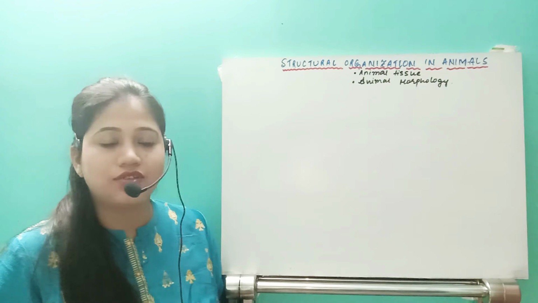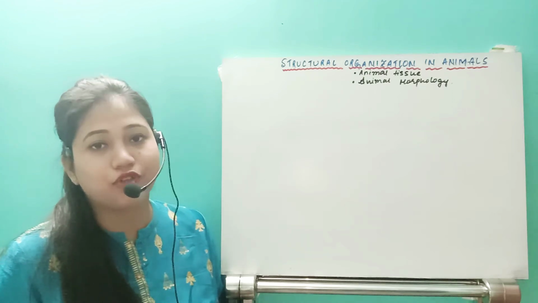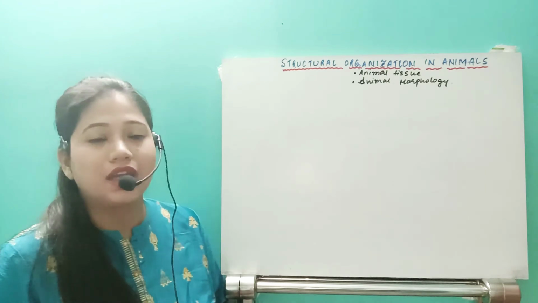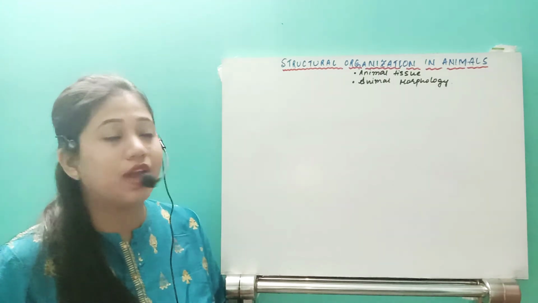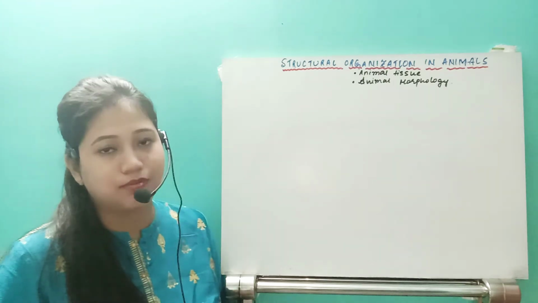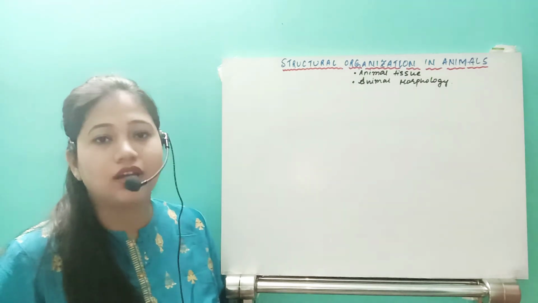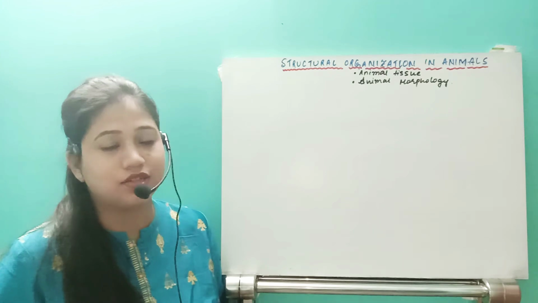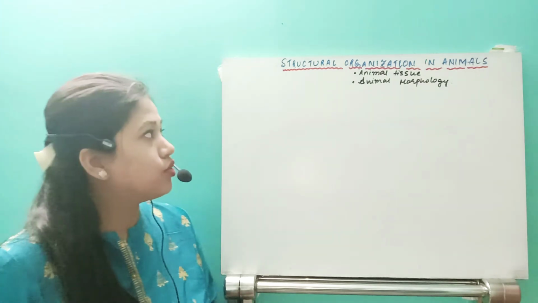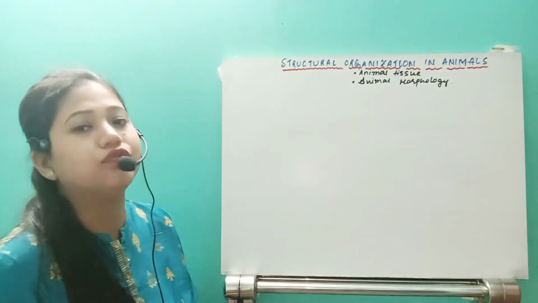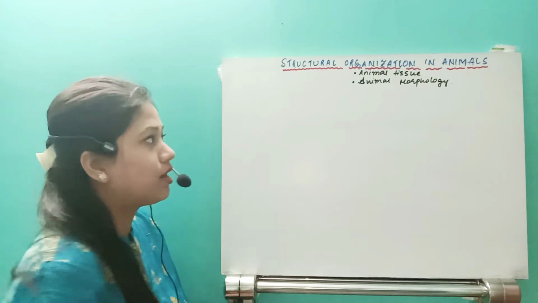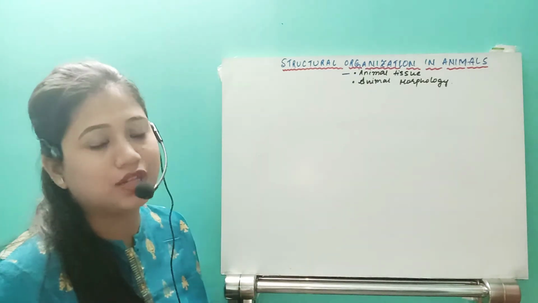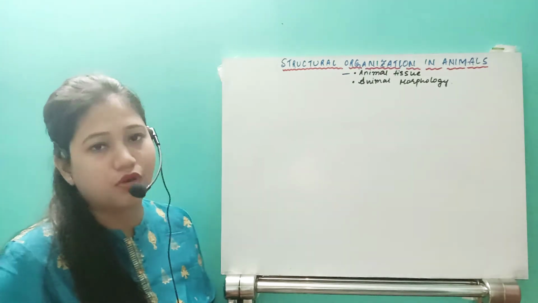Okay, so there are three types of organism we have to study in the animal morphology part, and in the animal tissue part we have to study the four different types of tissues. These are the epithelial tissue, connective tissue, muscular tissue and neural tissue. Okay, so first of all we will study the first part, that is animal tissue, and later on we will move to the next part, that is animal morphology.